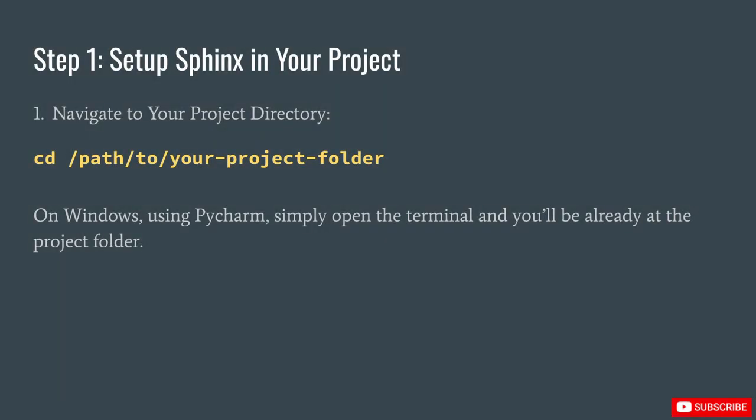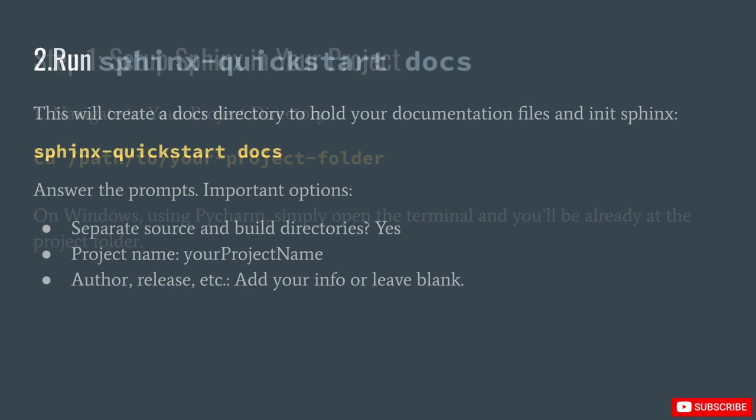To get started with Sphinx, the first step is to navigate to your project directory. If you're working in a terminal, type CD followed by the path to your project folder. On Windows, if you're using PyCharm, open the terminal within the IDE and you'll already be in the right project directory. Now, run the Sphinx Quick Start command followed by docs. This will create a new docs directory in your project to organize all your documentation files and initialize Sphinx.